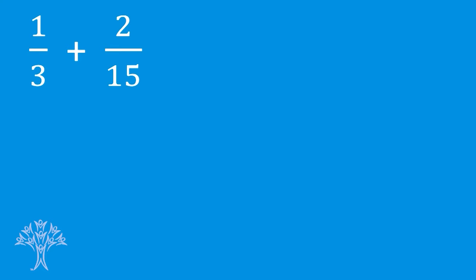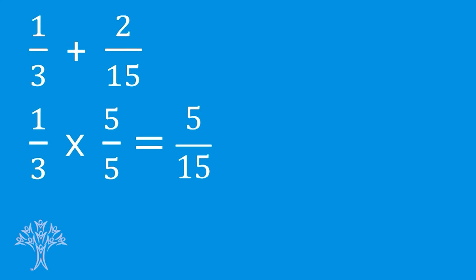I can multiply 1/3 by the fractional whole of 5/5. So if I multiply the numerator of 1 by 5, I get 5. And then I multiply the denominator of 3 by 5, and I'll get 15. So the new equivalent fraction for 1/3 is 5/15. Now I can add 5/15 and 2/15.